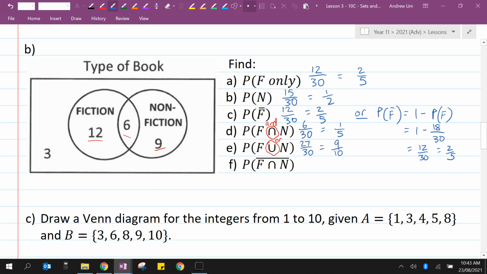Find the probability that they don't like, because of this bar, they don't like fiction and non-fiction. Well, these 6 people like fiction and non-fiction. Therefore, the rest of them don't like both fiction and non-fiction. So if we were to add those numbers together, we get 12 plus 12, that's 24 out of 30. Okay, divide that by 6, that's 4 out of 5.